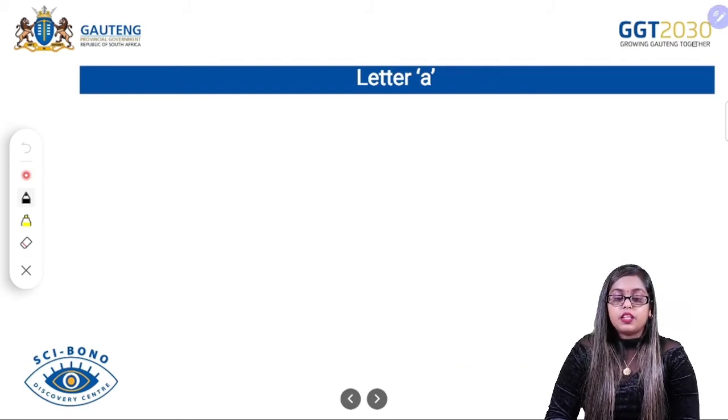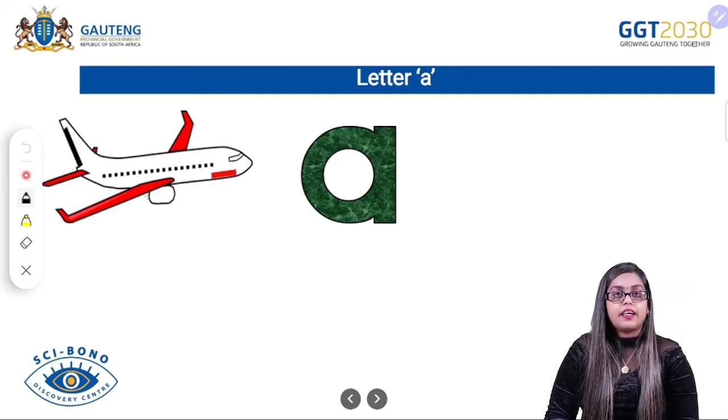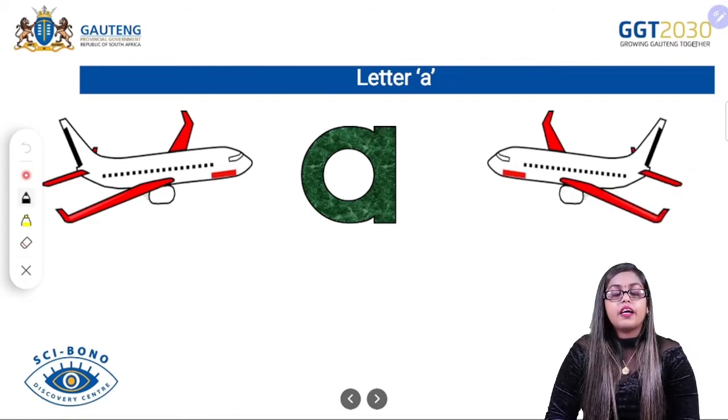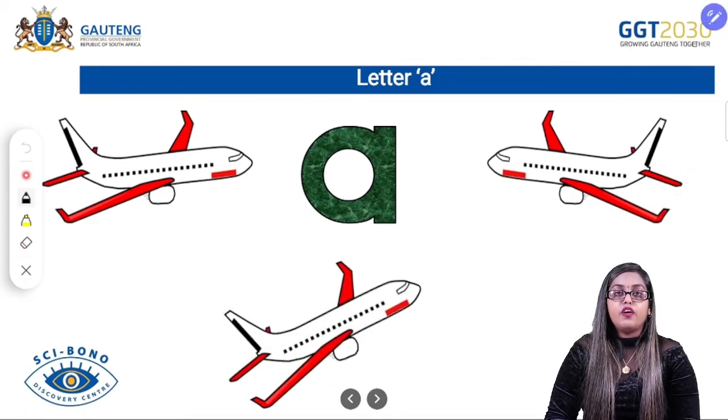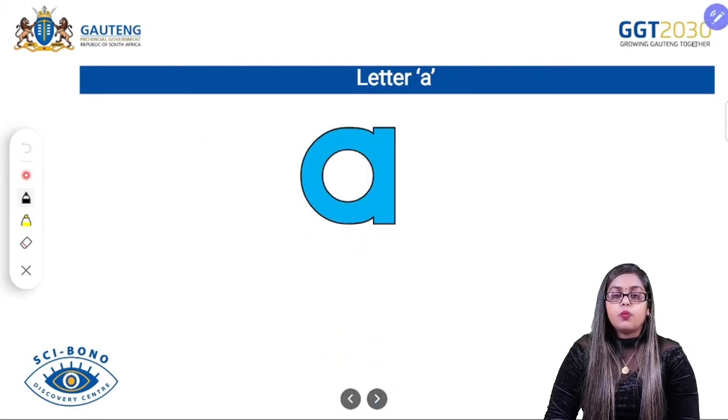Our next picture is going to be A for aeroplane. Ooh, how many of you have seen an aeroplane? Do you know where we see them? That's correct. We see aeroplanes in the sky. They are flying in the sky and taking people to different parts of the world. Let's say it again. A for aeroplane. A for aeroplane.